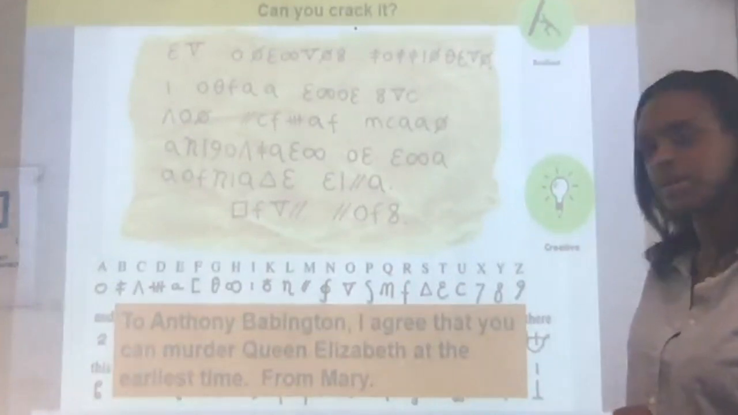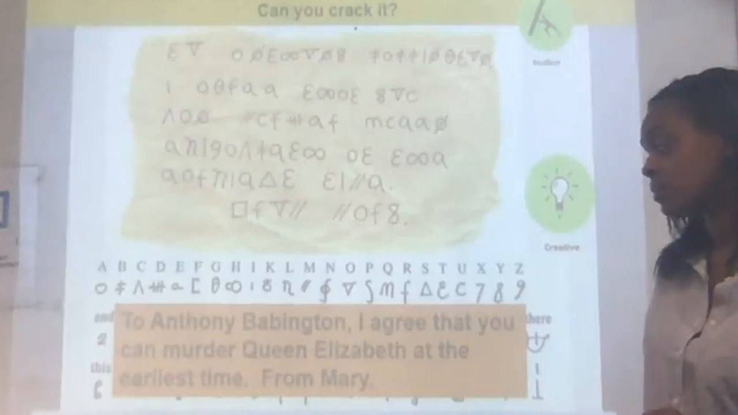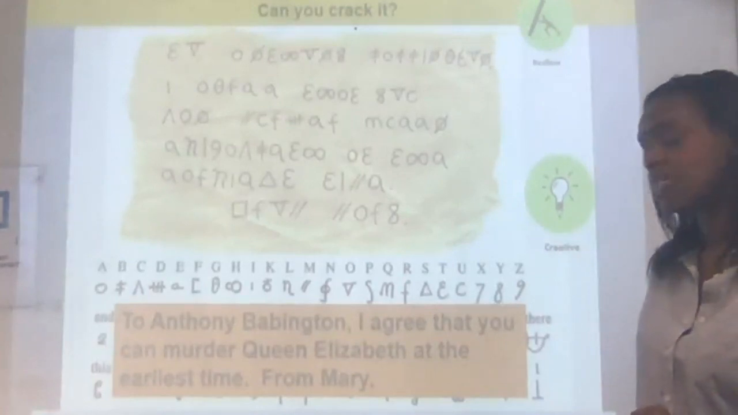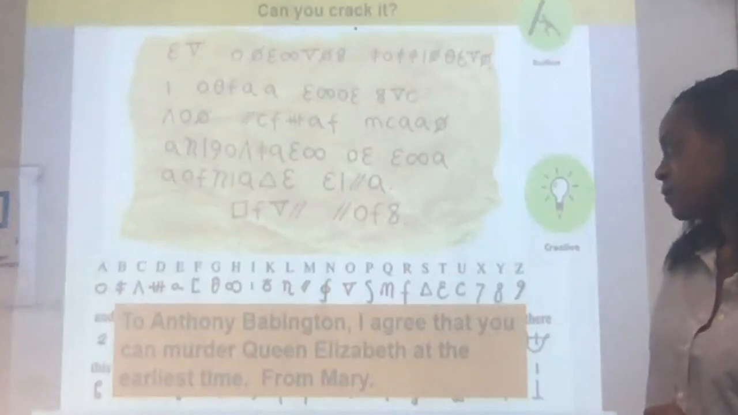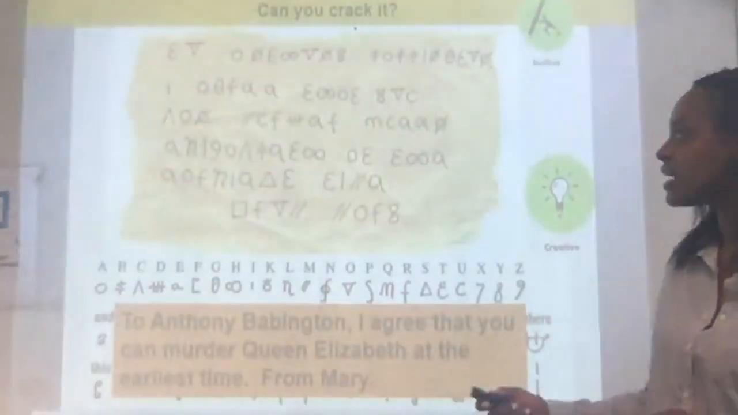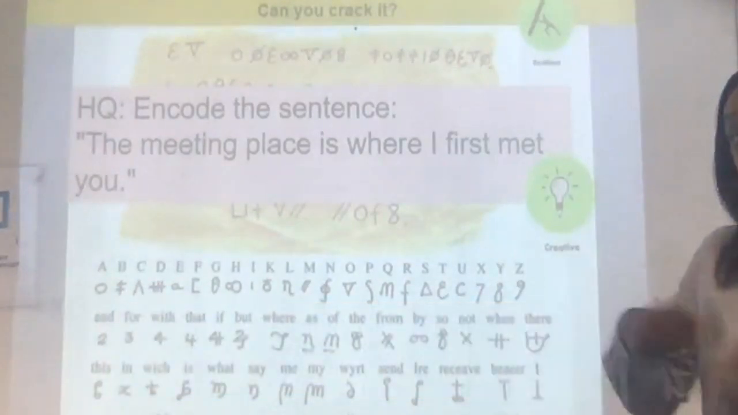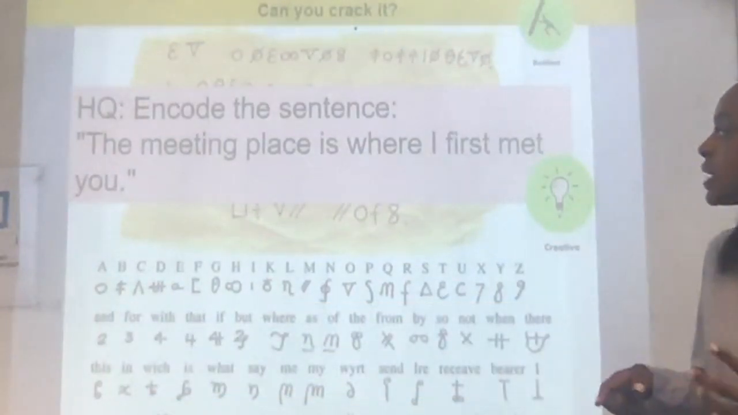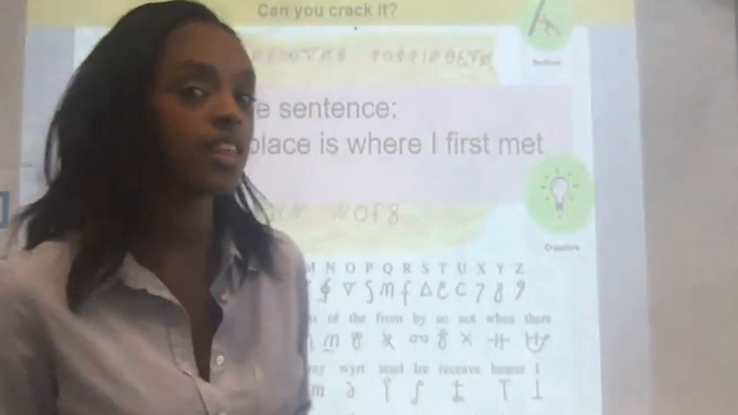Okay, so I'm hoping that you've got something like this. To Anthony Babington, I agree that you can murder Queen Elizabeth at the earliest time. From Mary. Okay, now we're going to go the other way, and I'd like you to think about this sentence. Can you encode it? So to put it into a code. The meeting place is where I first met you. Give that a go. Give you 3 minutes for that. Off you go.